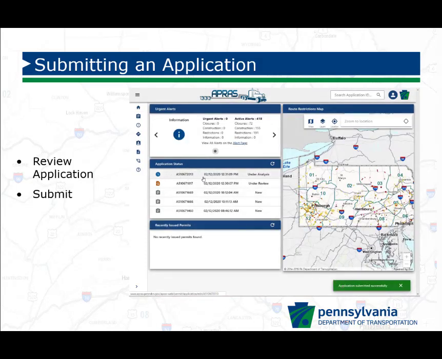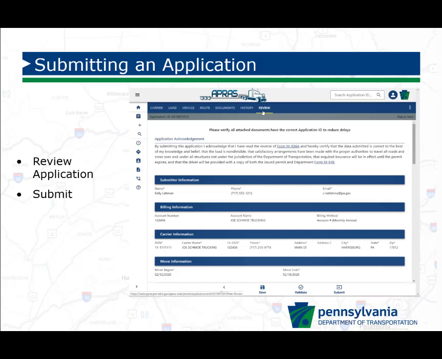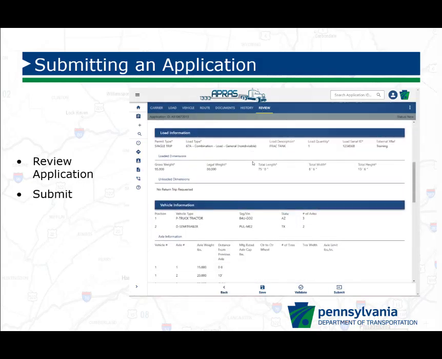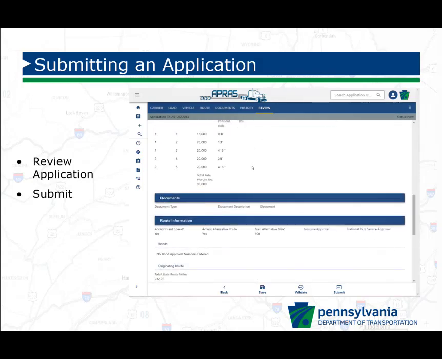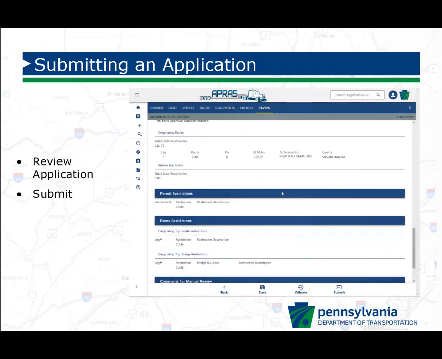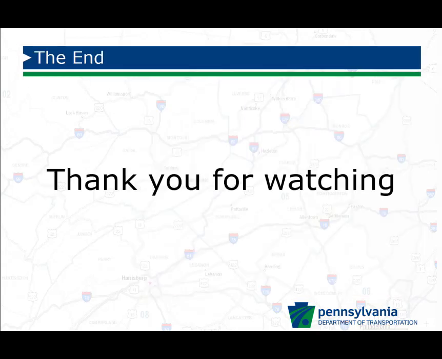If additional validation errors exist, a window will appear describing the issues. If there are no validation errors, the application will be submitted, and a green message will appear alerting you of a successful submission. Thank you for watching the APRAS Requesting a Permit tutorial.